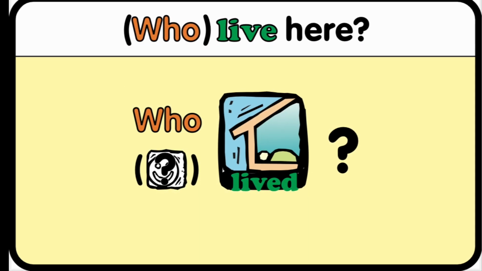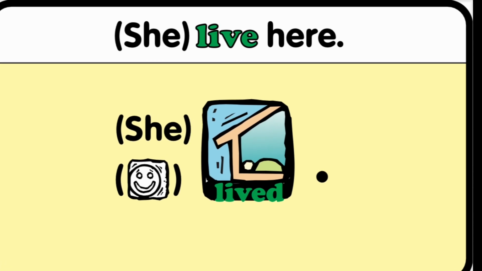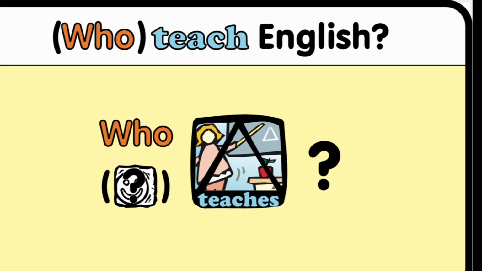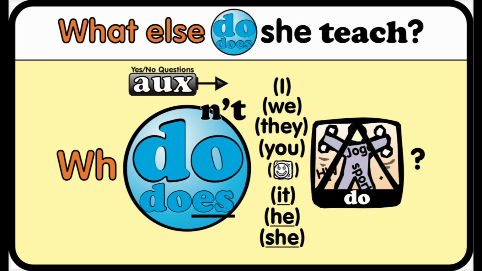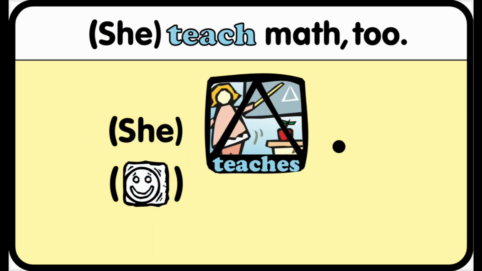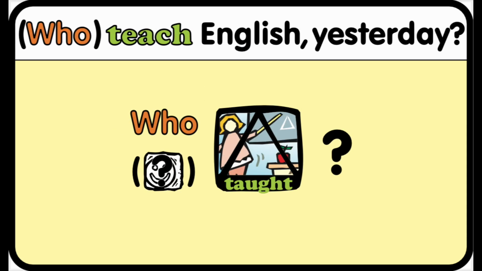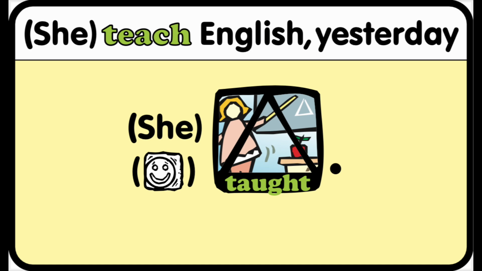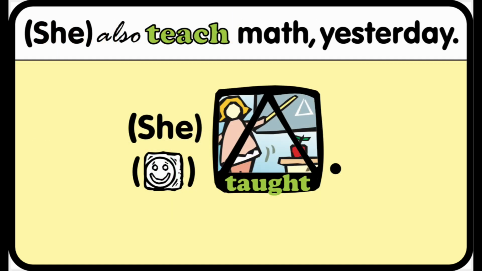¿Quién vivió aquí? Who lived here? She lived here. Who teaches English? She teaches English. What else does she teach? She teaches math too. Who taught English yesterday? She taught English yesterday. What else did she teach? She also taught math yesterday.